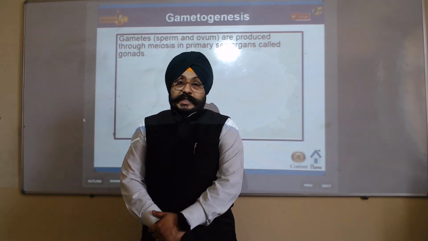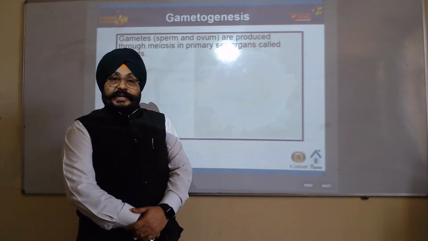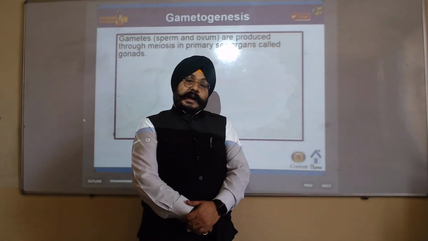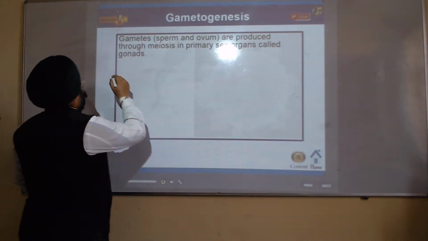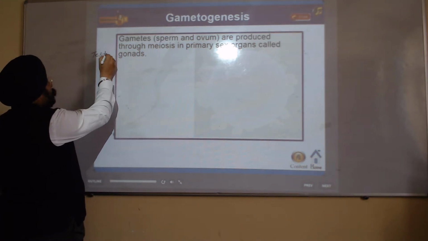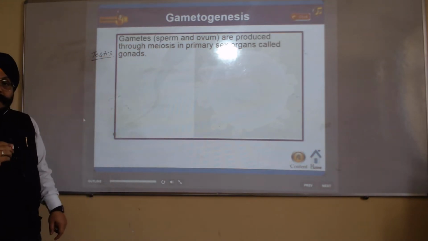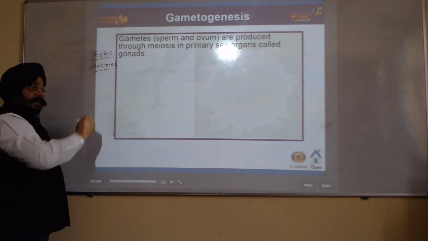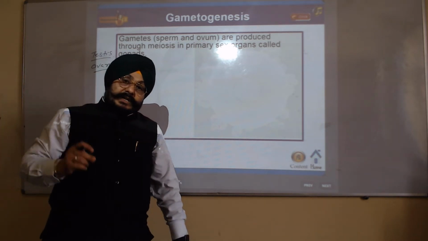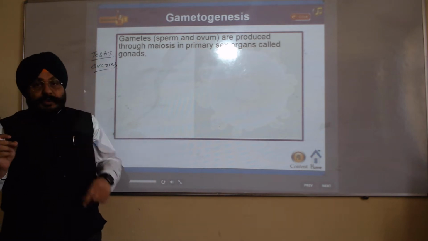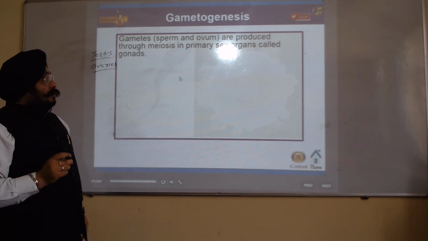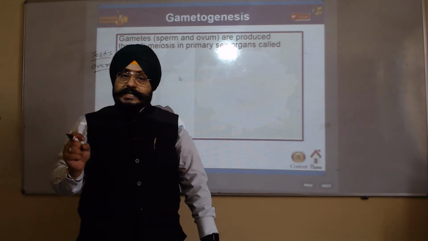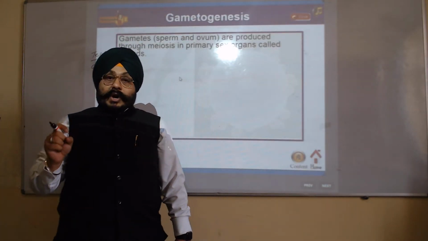Students, in the previous lecture, we have already studied the reproductive organs in male and female. They were testes in male and ovaries in female. We have already seen what the reproductive organs are. Now, today we will study the processes which take place in these reproductive organs.